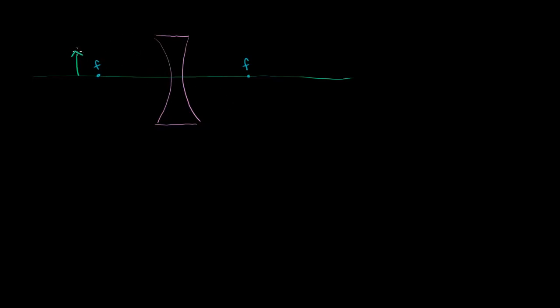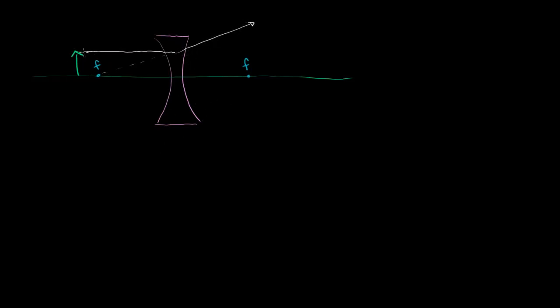And let's think about what happens. If we go parallel to the principal axis, since it's coming in parallel, it'll get diffracted outwards so that it looks like it's coming from this focus. So it's getting diverged outward, I guess we could say.